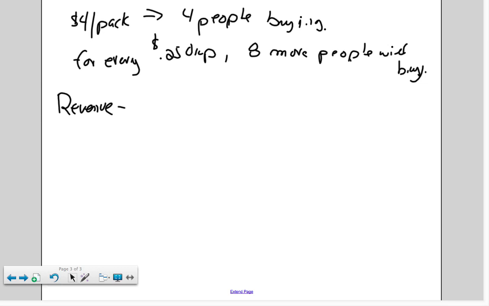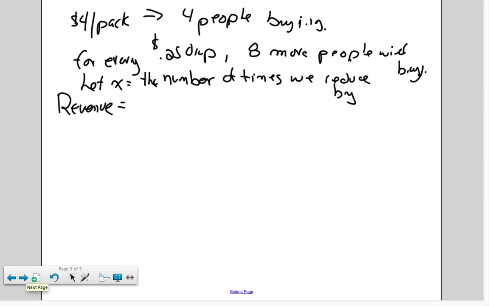So my revenue is, okay, first I'm gonna let x equal the number of times we reduce the price by 25 cents. We have to know how much each pack costs. That's where we have to figure out profit, that's another story. We let x equal the number of times we reduce by 25 cents.